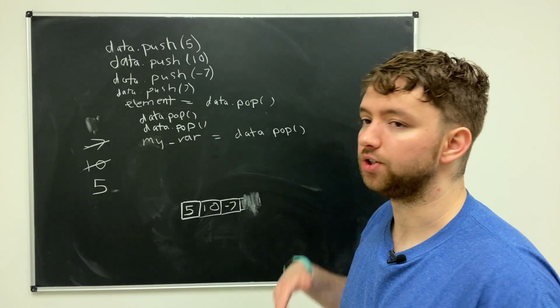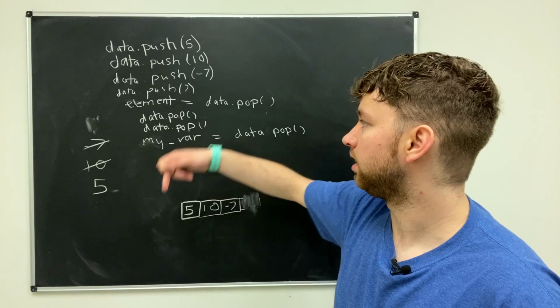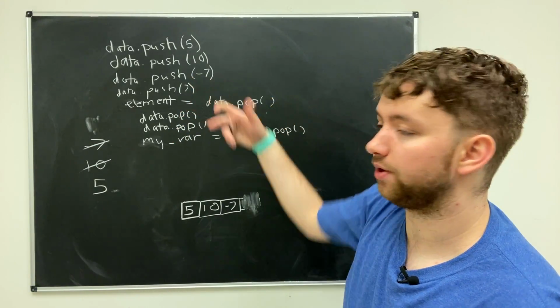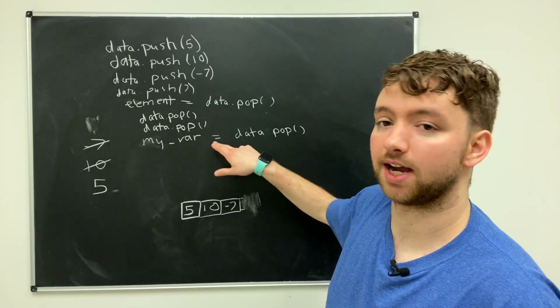Now, if you don't actually need to use that data later, for example, in this case, the -7 and the 10, you can just invoke pop without actually storing that anywhere. But if you need to use it later, then you can assign it to a variable.